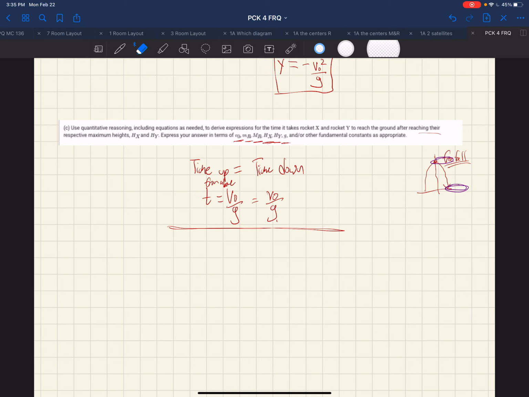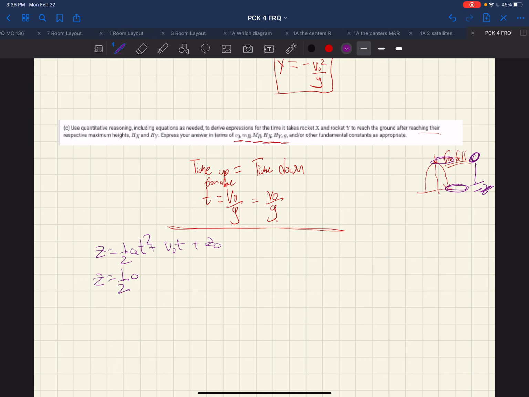We can also just start out with the kinematics and have our z equals 1/2 at squared plus v0t plus z0. Now we're making our initial position up here 0. And so that means when we get to the bottom, that's going to be minus z, or minus delta z, minus the height.